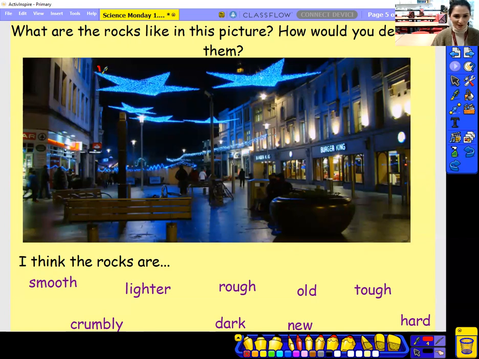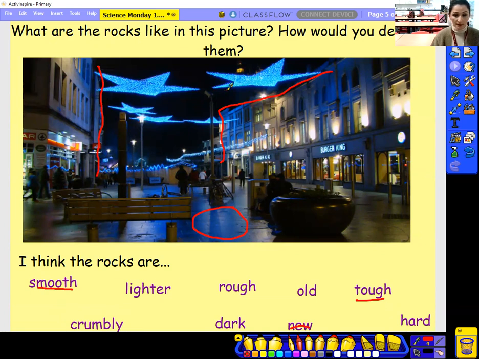Okay, well done if you managed to spot that the rocks were, of course, the shops. And of course, the pavement here. Now these rocks are, I would say, smooth. They were new and they were tough.